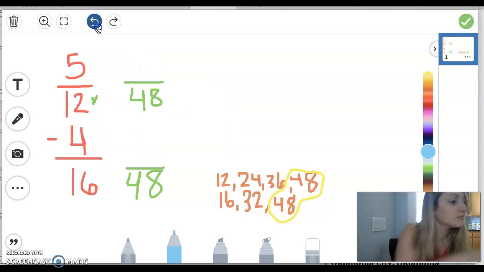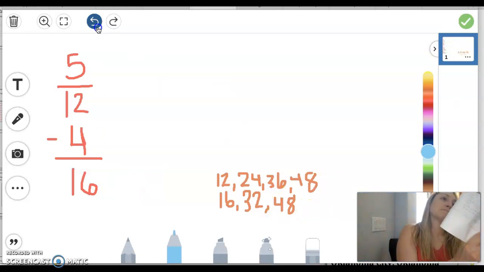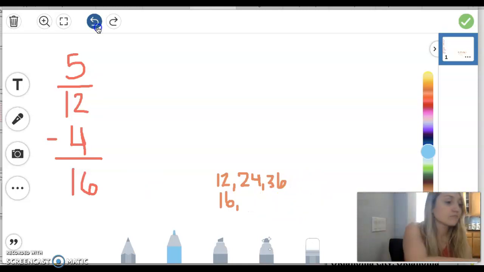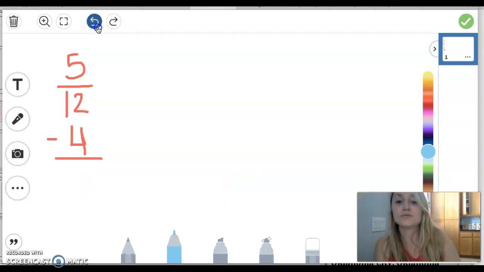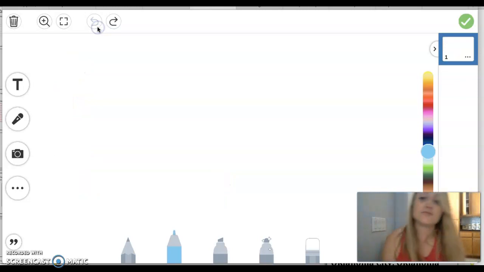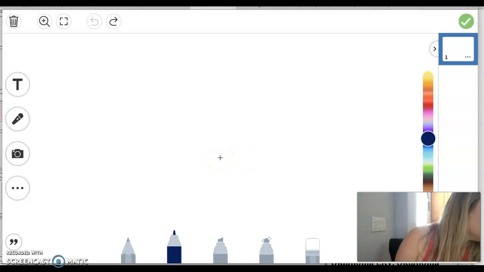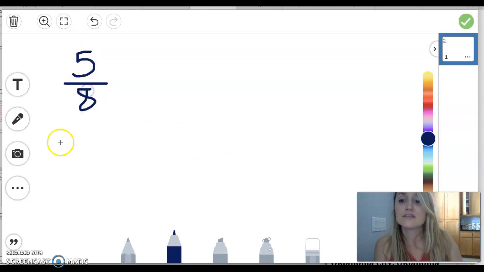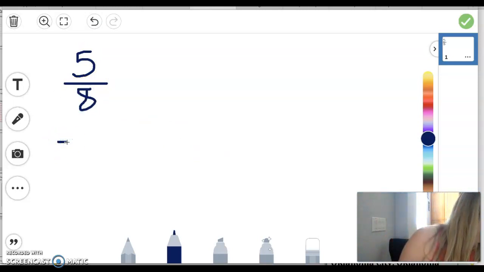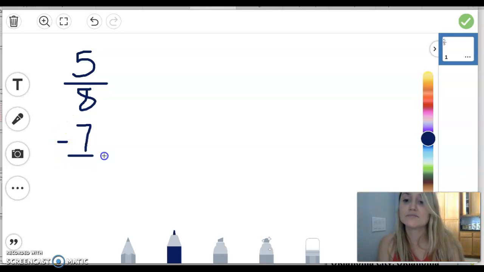Okay? And let's see, I'll do one more. Let's do 22. And I'm on page 256, so these are ones that correlate with your homework. All right, 22 is 5/8 minus 7/12.